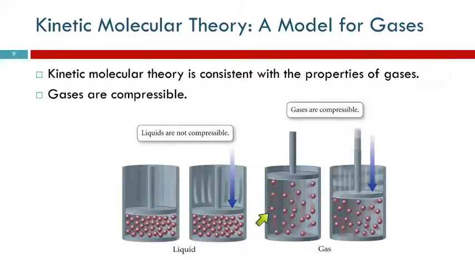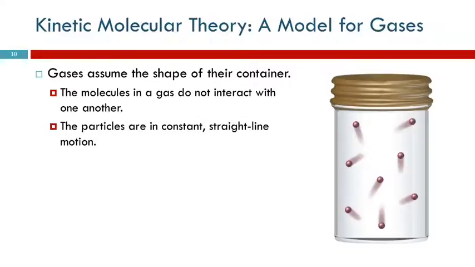In contrast, if you put a gas in a container like this and press down on the plunger, you can squeeze the gas particles together, because there's a lot of empty space here, and by putting pressure on them, you can just make them be closer together. Does that make sense? We learned that gases take on the shape of their containers. This is different than for solids and liquids. The molecules in the gas are not interacting with each other.